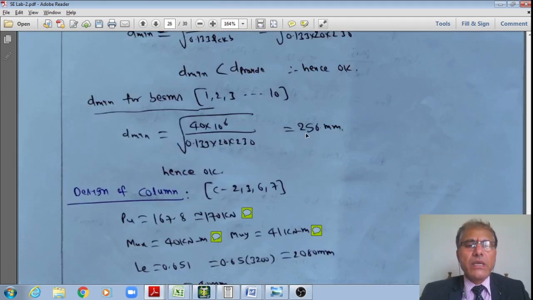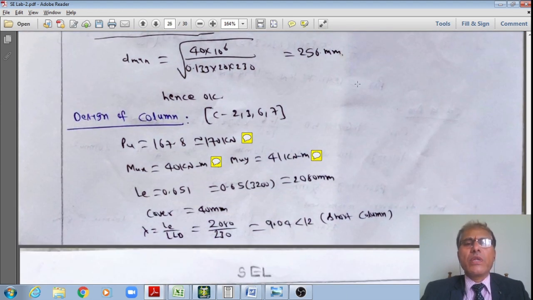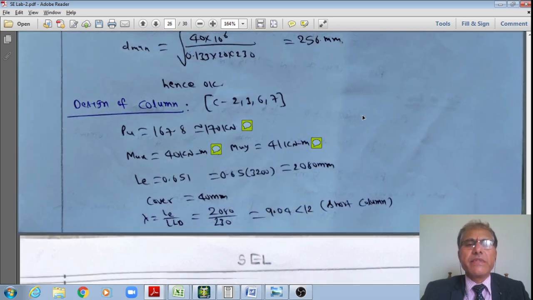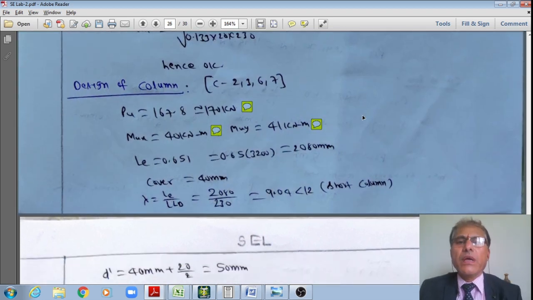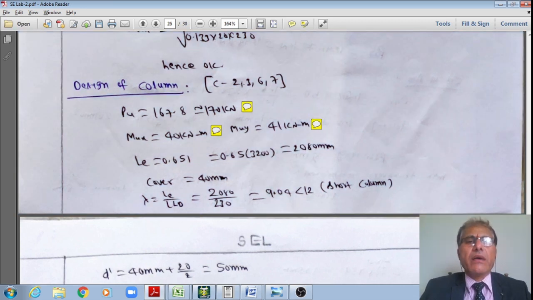Once we do that manually, the design of that exterior beam, student, now I'll come to the design of the columns, right? Before I go for the designs of these beams and columns using STAAD, right? However, now I'll go to these 4 interior columns, 2, 3, 6, 7, right? 4 interior columns. I do have 4 exterior columns, right?